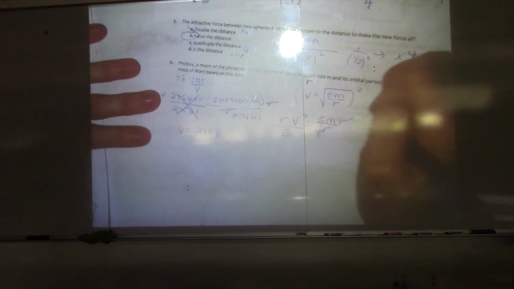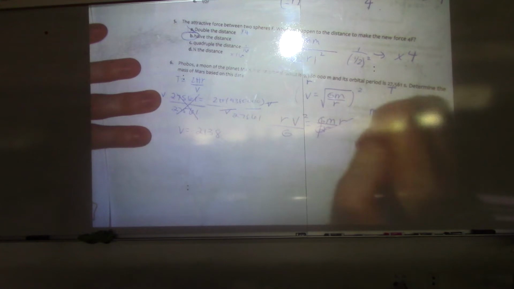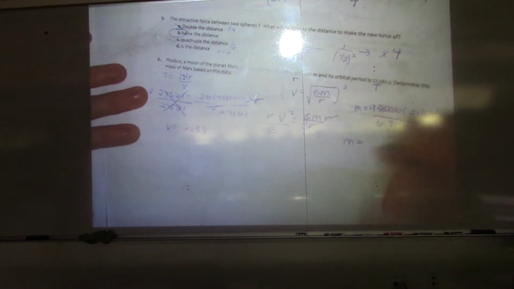So now we plug in. Radius times velocity squared over G, which is the 6.7 e negative 11. And now you just type that in your calculator. You should be getting 6.4 e23.